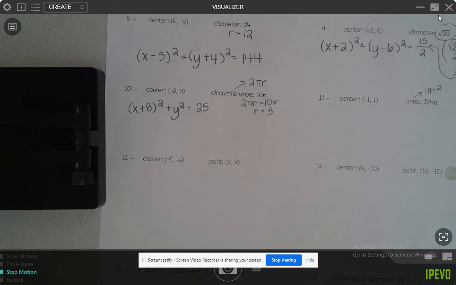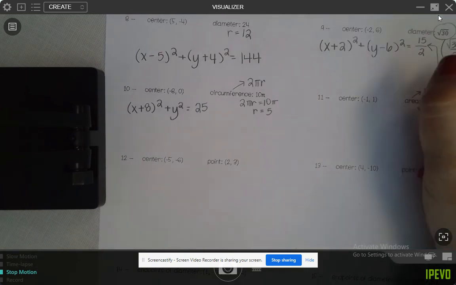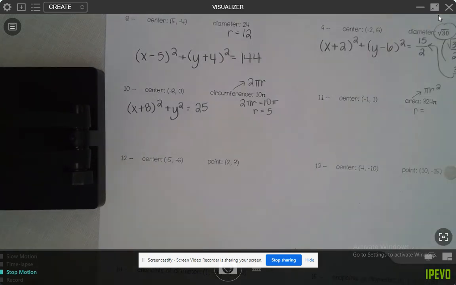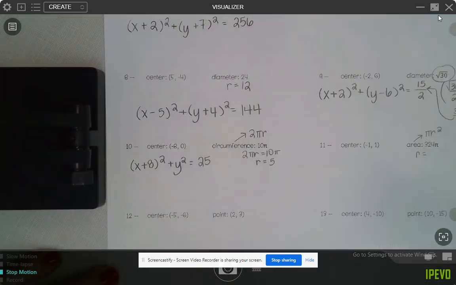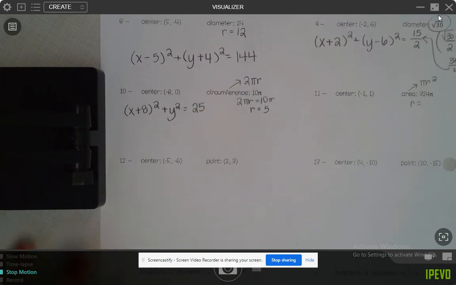How do I do what? I just divide by 2 pi on both sides. So then the pi's cancel, and 10 divided by 2 is 5. Area is pi r squared. So what is my radius? Does it matter? I just need to write the equation of a circle. Do I need to know what my radius is?